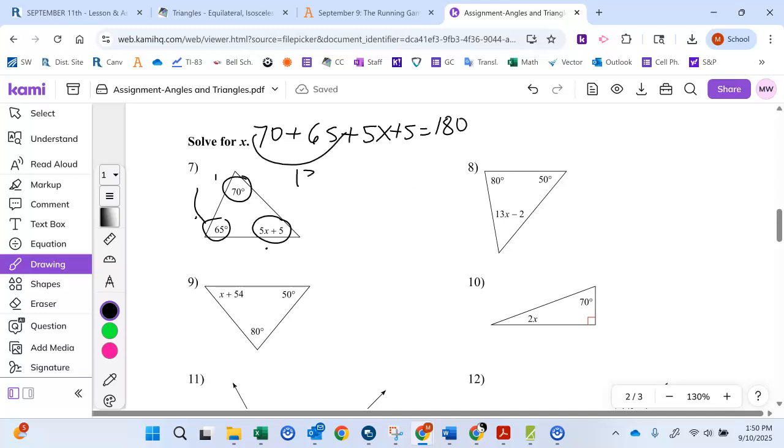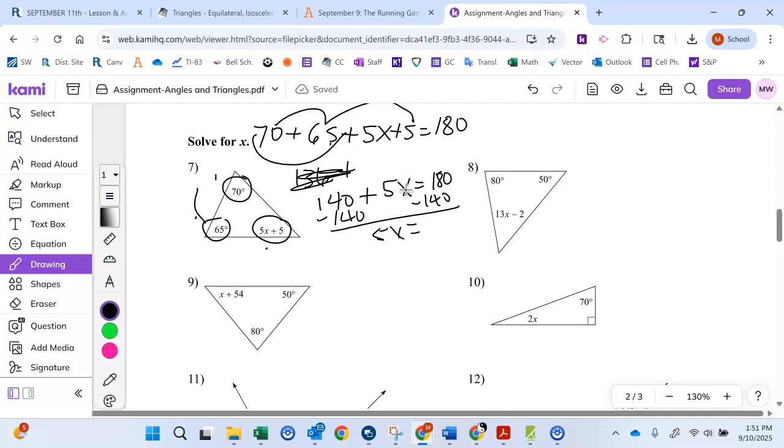Put these two together, 135 plus, well, wait, my bad, that's not right. So we're going to do this and this and this. So that's 135. So that's going to be 140 plus 5x. Subtract 140. 5x equals 40, x equals 8, okay? So that's how you do this one. Okay, same here. Remember, this is 90.